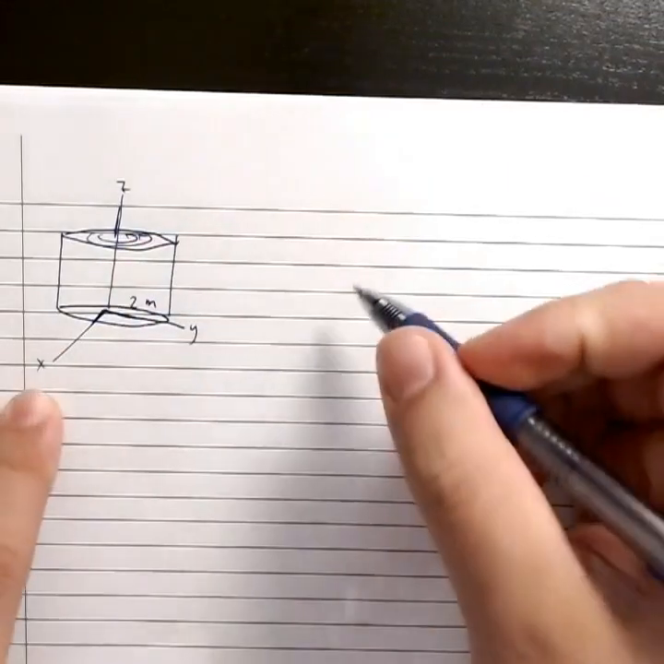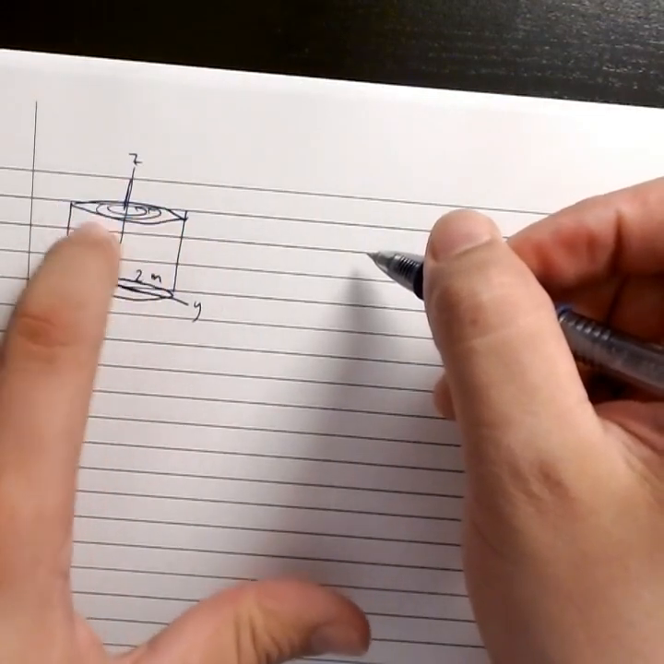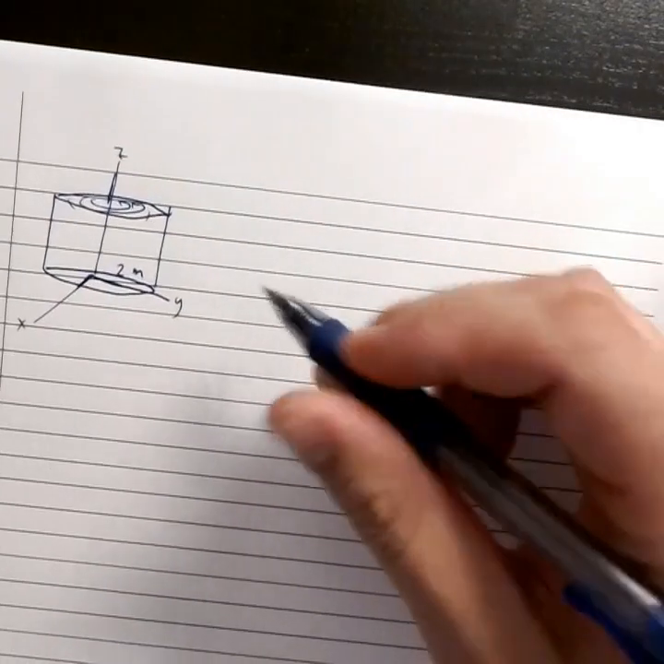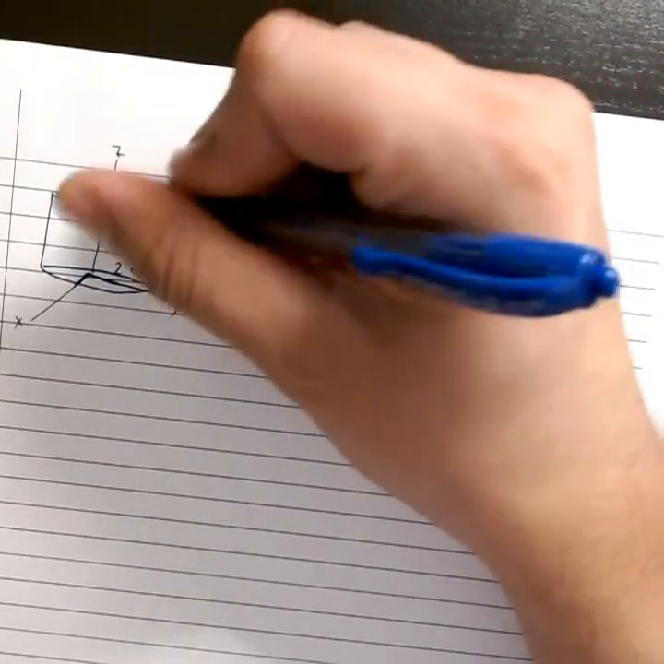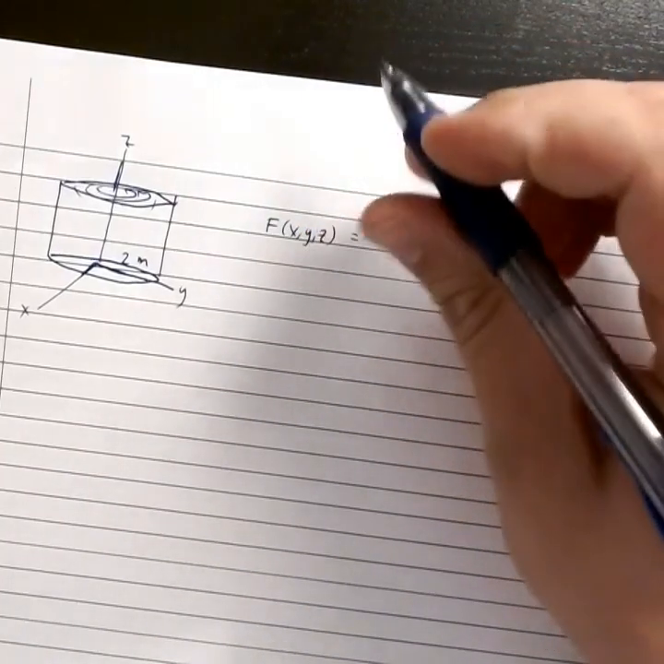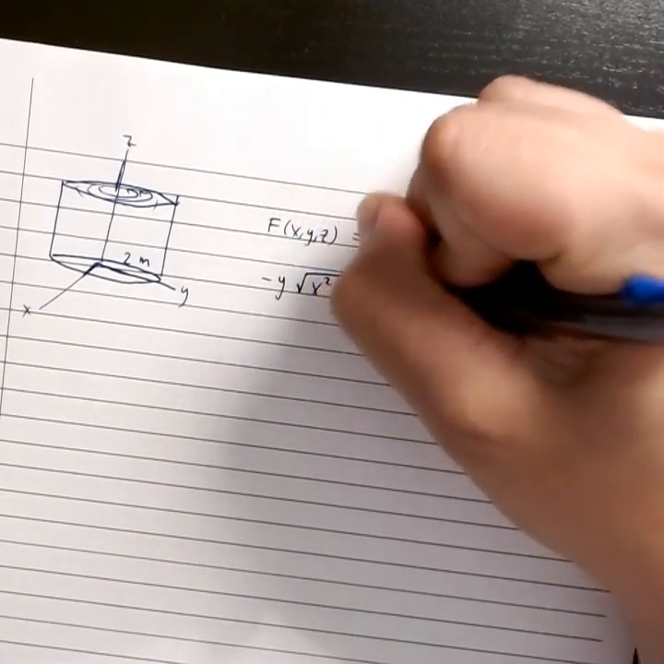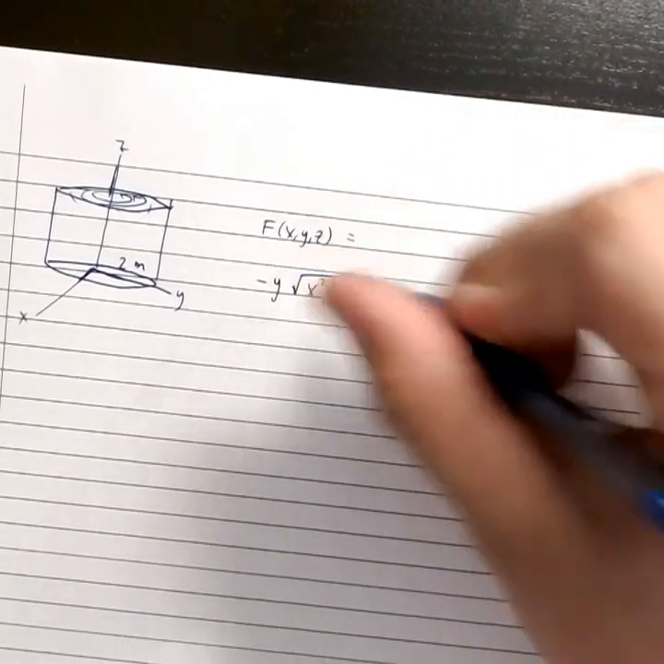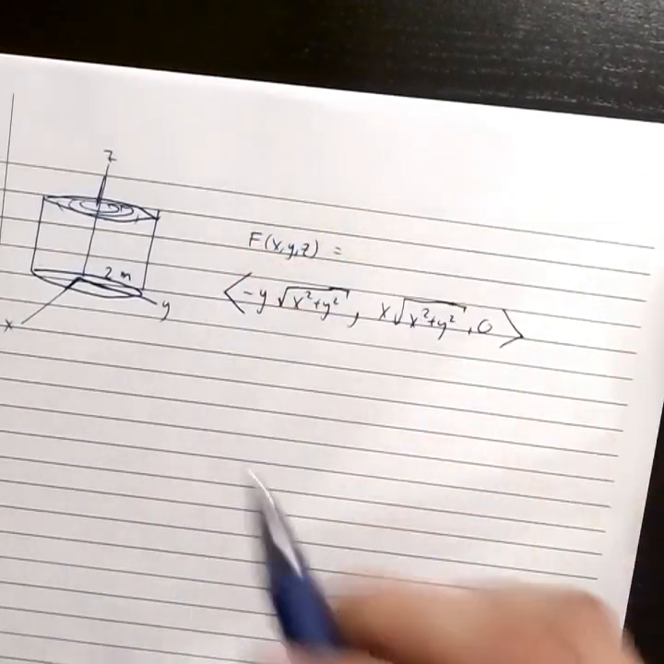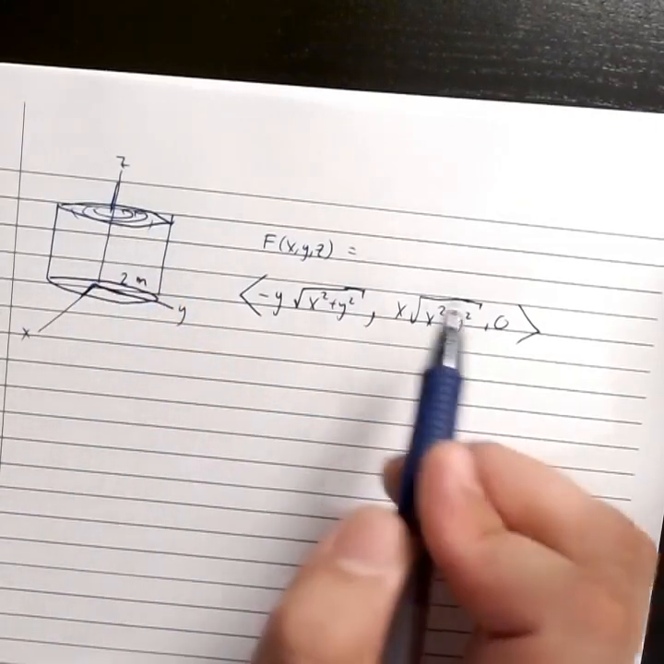And the motion is described by a vector field. So here we're looking at the velocity of the particles of water on the surface of that container, and the vector field that governs the speed of the particles on the surface is given by f of x comma y comma z equals negative y square root of x squared plus y squared, comma x square root of x squared plus y squared, comma 0. Obviously, this liquid is only rotating around the top layer. It's not rotating up and down. So that third component is just 0.